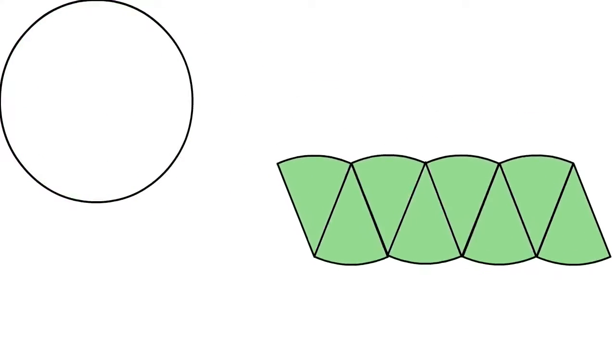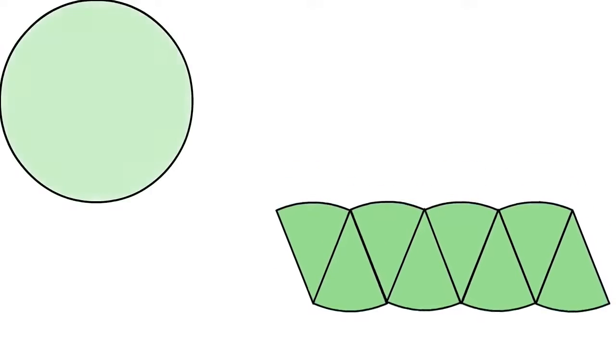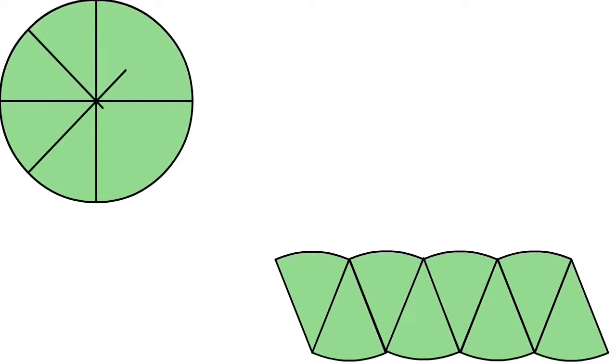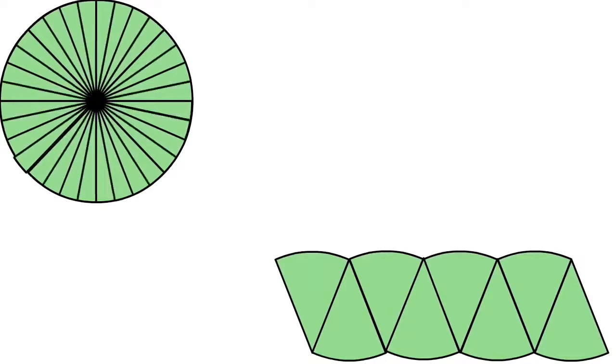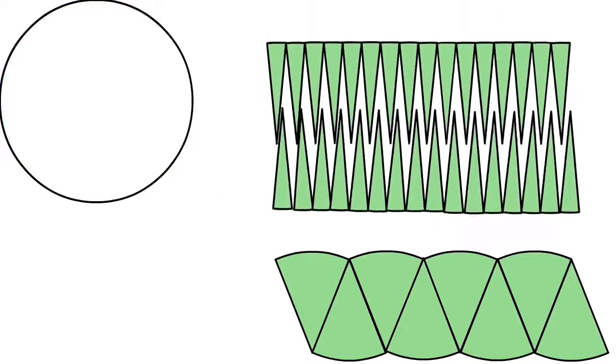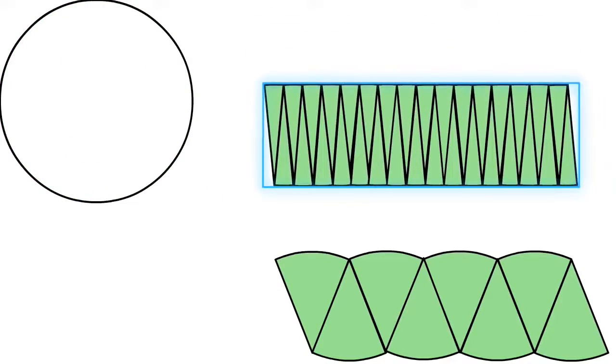First, we'll draw a circle and fill in its area. Next, we will divide it into large equal parts and arrange them in a rectangular formation. As you can see, it barely resembles a rectangle. So next, we will divide the circle into small equal pieces, and we will arrange them in the same manner.